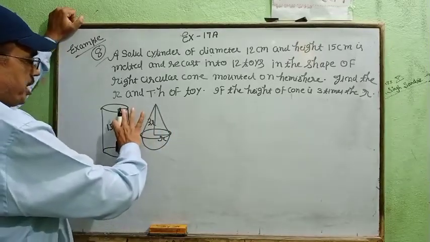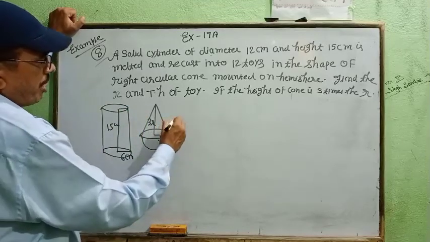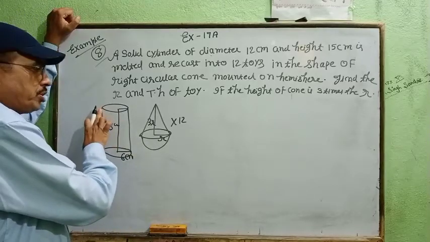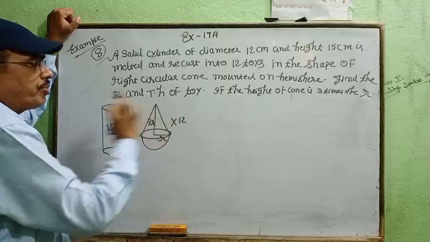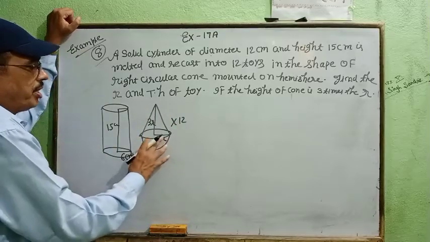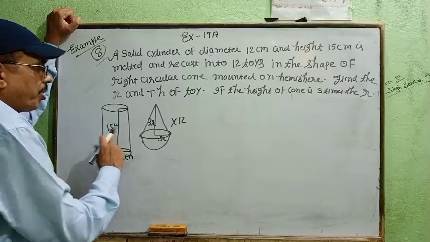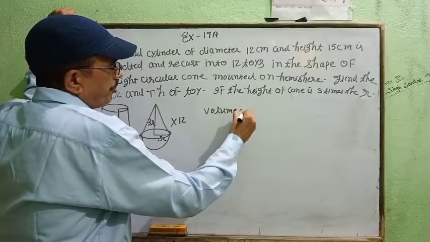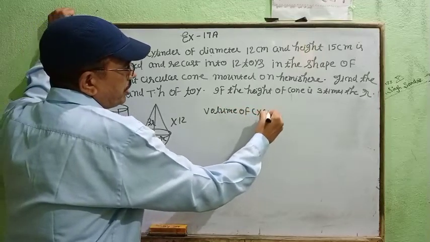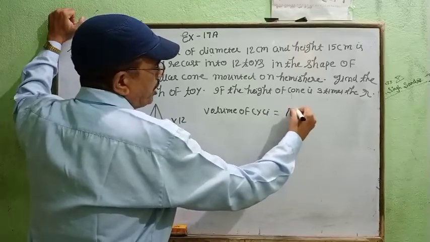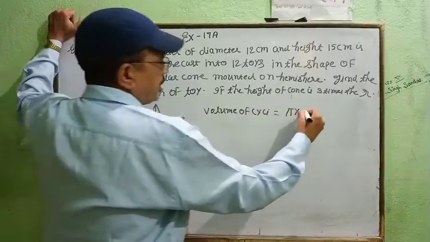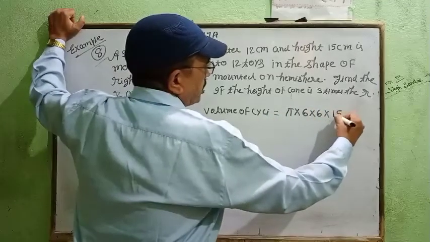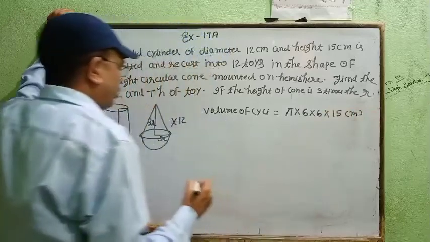Dear student, it is melted and recast into 12 toys of this type. That means the volume of this cylinder is equal to the volume of this toy times 12. Then you can find the value of r. So what is the volume of the cylinder? Volume of cylinder is equal to pi r square h, that is pi into 6 into 6 into 15 cm cube. It is the volume of the cylinder.